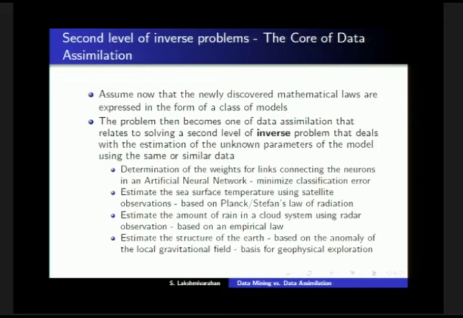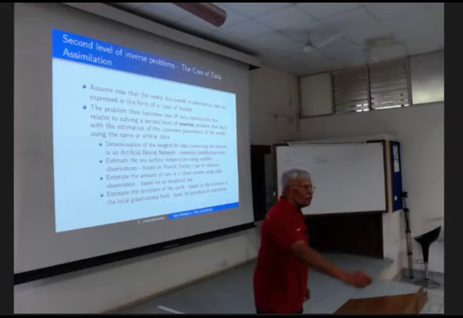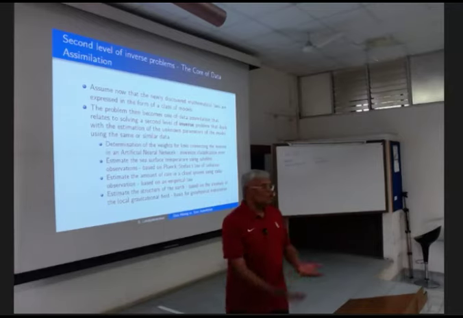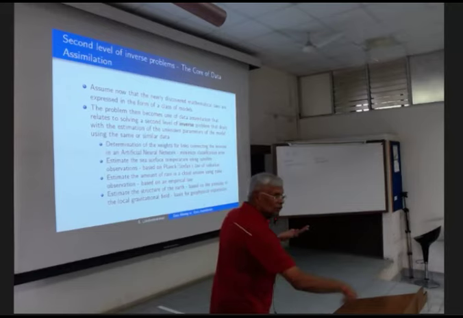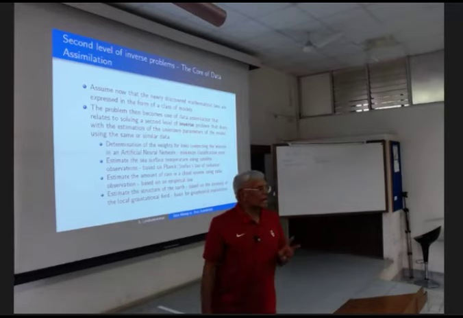Then, estimate the structure of the Earth. For example, we all take gravity to be constant in all of our calculations, 984 centimeters per second squared, something like that, right? But if you really look at it, the microgravity changes. And what is the reason for the changes? If there is granite below, it is more. If there is loose sand, it is less. So on an average, if you try to measure the gravity changes, that's called an anomaly.